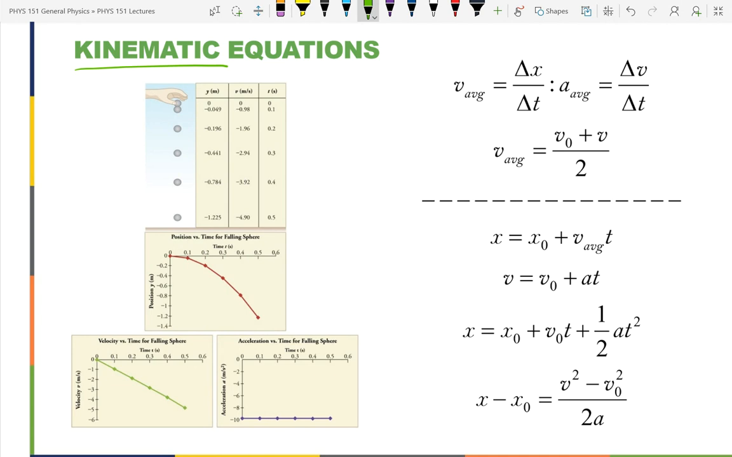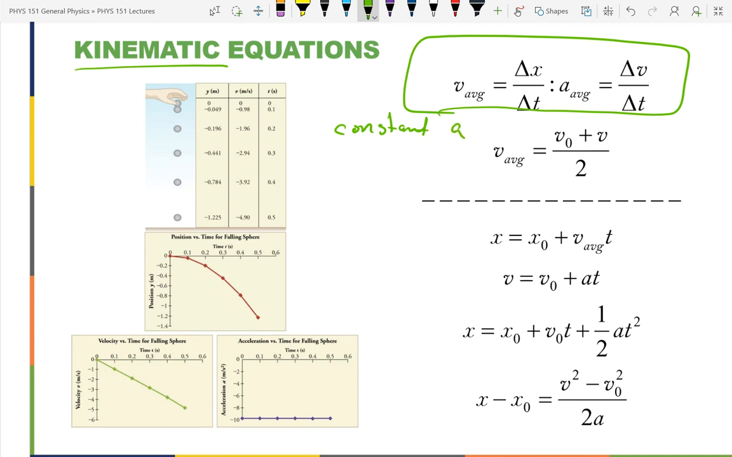And so the equations that describe motion start with these two equations that we were just using when we were looking at the graphical analysis and that we introduced earlier. They define what velocity average and acceleration average are. Now, for physics 151, you're always going to have constant acceleration. Why? Because you don't have calculus. People in physics 251, you'll have changing acceleration.